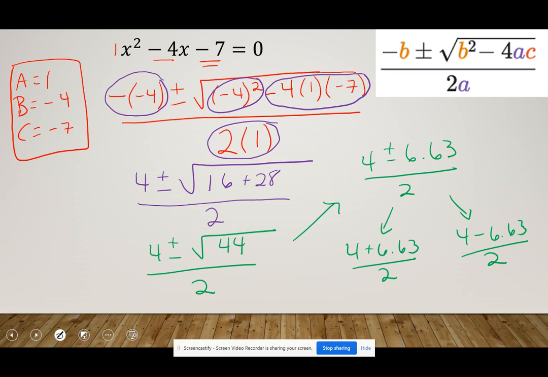All right, so 4 plus 6.63 divided by 2, well, that gives me 5.32. So that's one of my solutions. And 4 minus 6.63 divided by 2 gives me negative 1.32. So those are my two solutions to this quadratic.